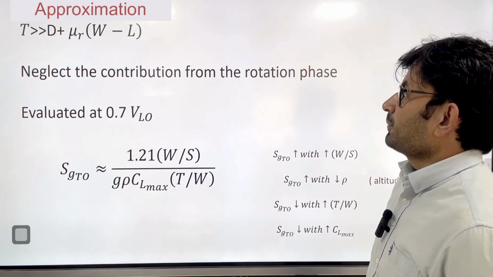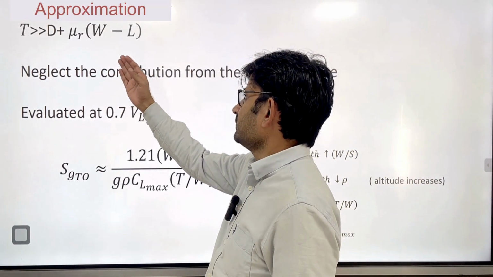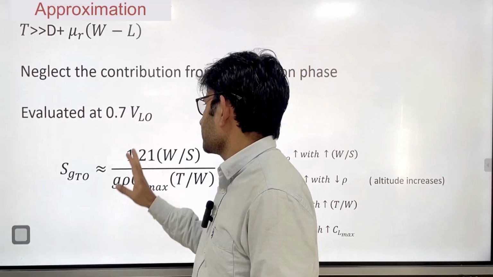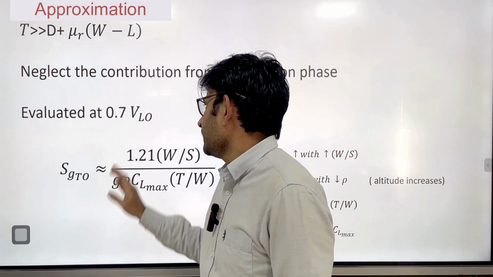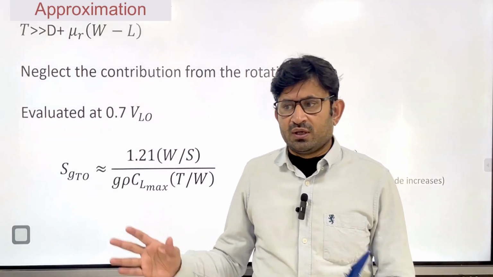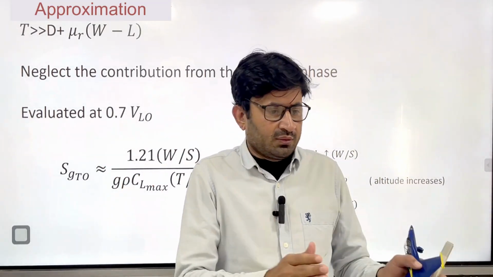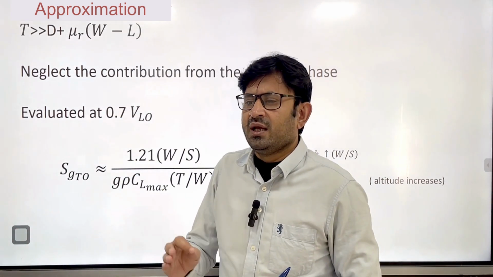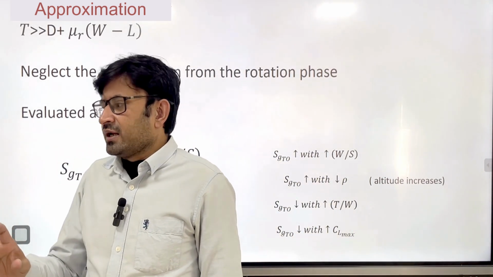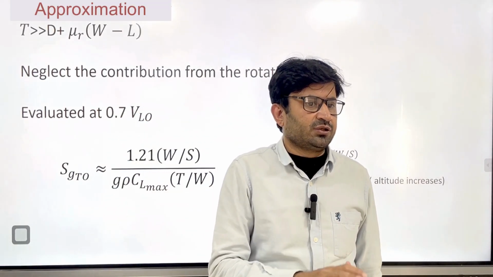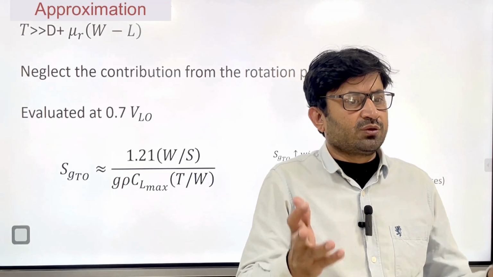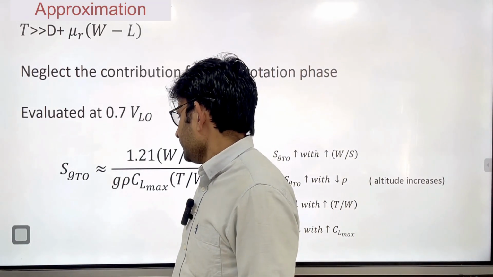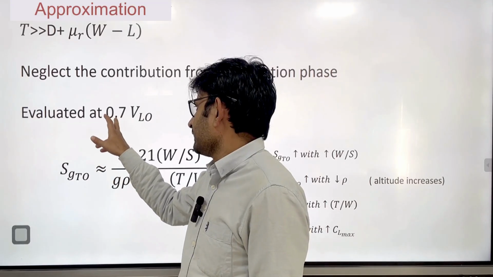Now when you take the approximation, thrust is much greater than D plus mu(W minus L). All the lift and drag computation you can do at 0.7 times the wheel lift-off speed. Why 0.7? Because at ground you have no speed, and at stall speed the control surfaces are effective, so in between you have a speed at which the aerodynamic surfaces start affecting it. It's not fully functional, but lift and drag start being produced. For that average speed, the factor is 0.7.